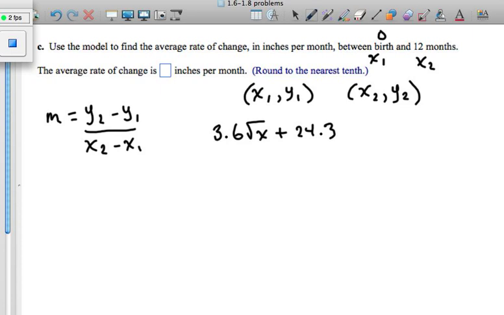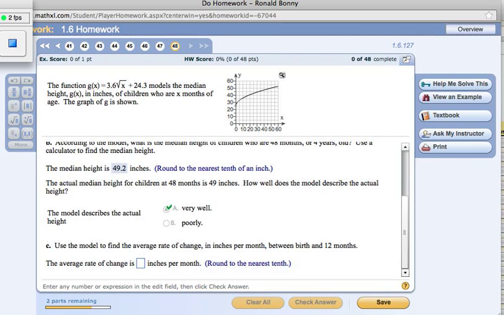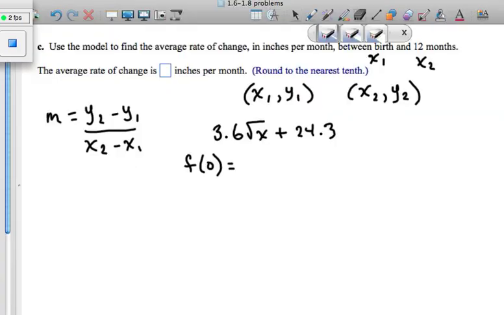So let's find y1. In order to find y1, what I would do is f of 0. I think, let's see. Okay, it's called g, which is not a big deal. Let's erase that. So let's do g of 0. So do g of 0. I would do 3.6.